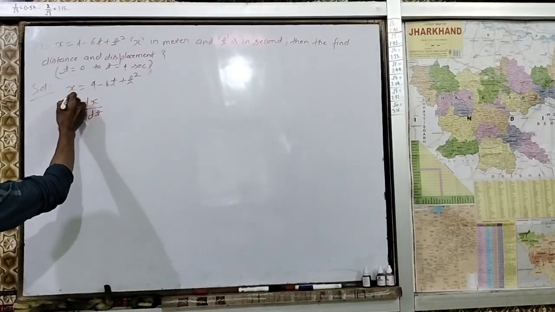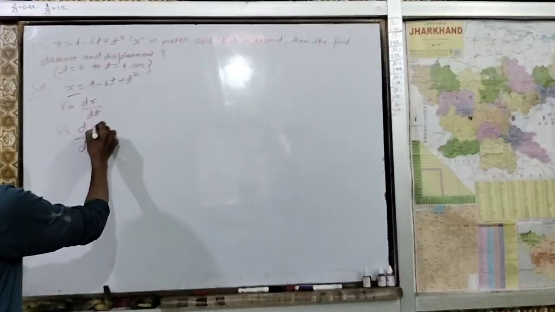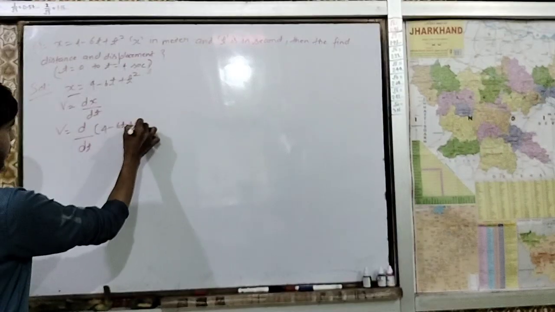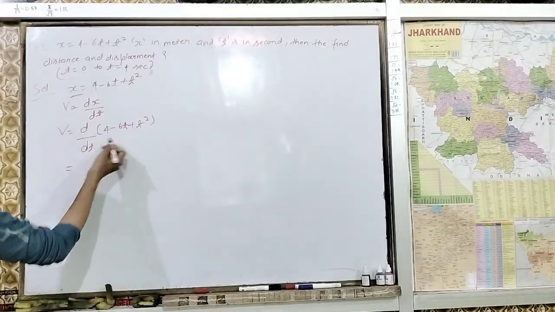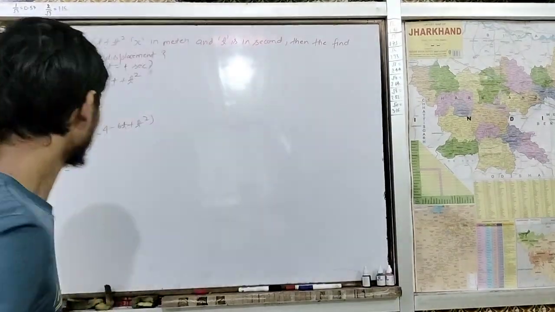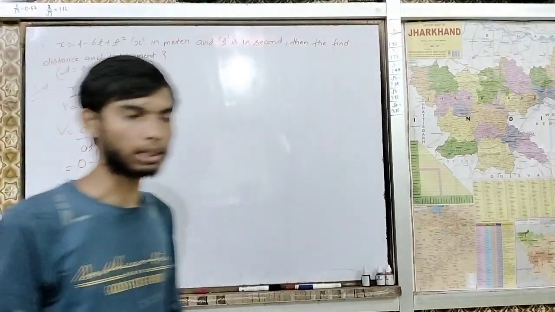Now over here, x is given. d upon dt of 4 minus 6t plus t square. Okay, this thing is clear. Now differentiation of 4 will be nothing but 0. Then differentiation of this will be nothing but 6, and differentiation of this will be 2t. So 2t minus 6. This is what you are getting.